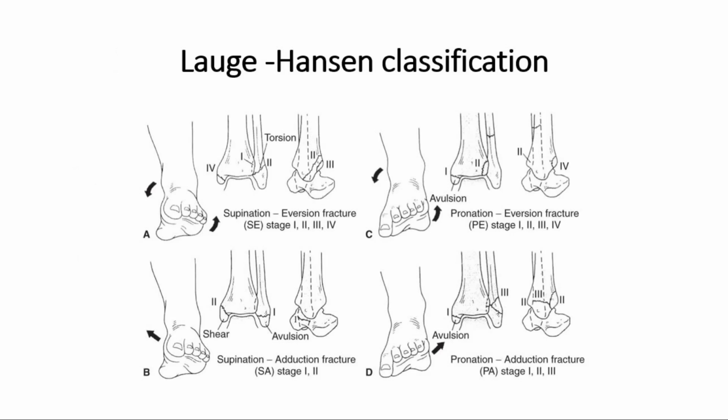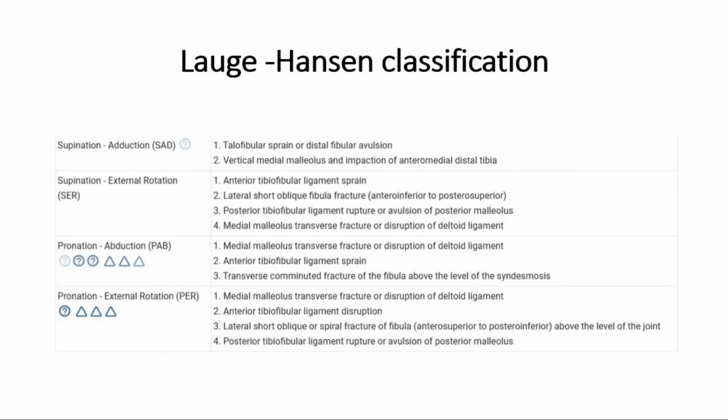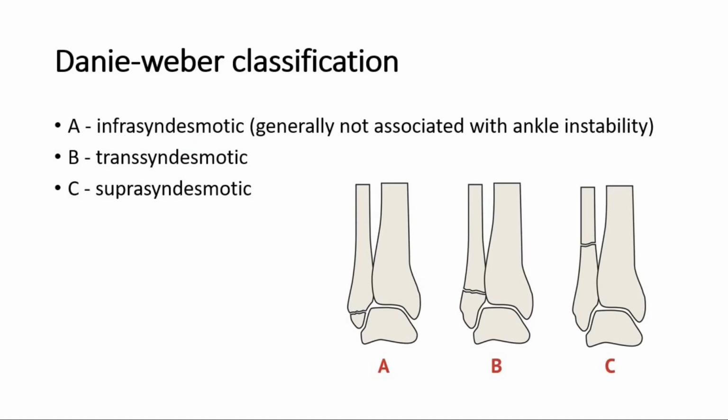Lauge-Hansen classification is used in classification of ankle fractures, divided into four, which are the supination adduction, supination external rotation, pronation abduction, and pronation external rotation. Another commonly used classification is the Danis-Weber classification. Type A is infrasyndesmotic, Type B is transsyndesmotic, Type C is suprasyndesmotic.